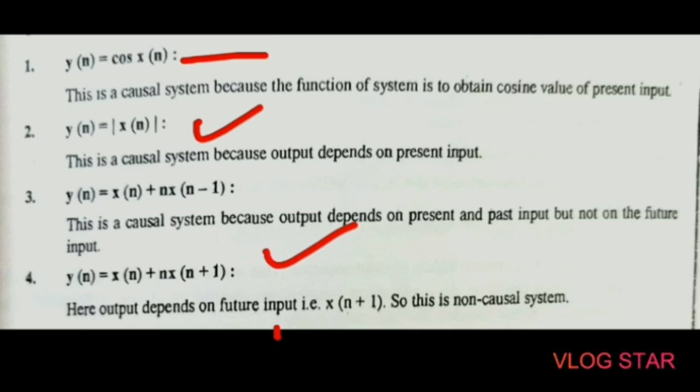After that, in the fourth example, y of n is equal to x of n plus n into x of n plus 1. Here the value of y of n, that is the output, depends on a future value, that is n into x of n plus 1. Hence this system is a non-causal system.